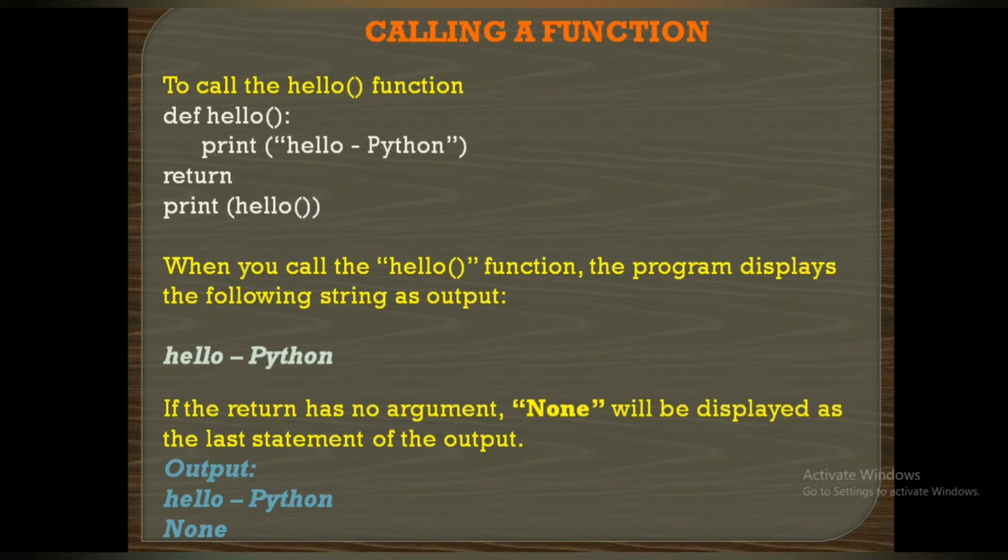To call the function hello, how can we call it? We just call the function hello. To call the hello function, you first write the function code. How can we define a function? First you write the keyword def. After writing the keyword, you specify the function name. What is the function name here? Hello. Okay, hello is the function name.